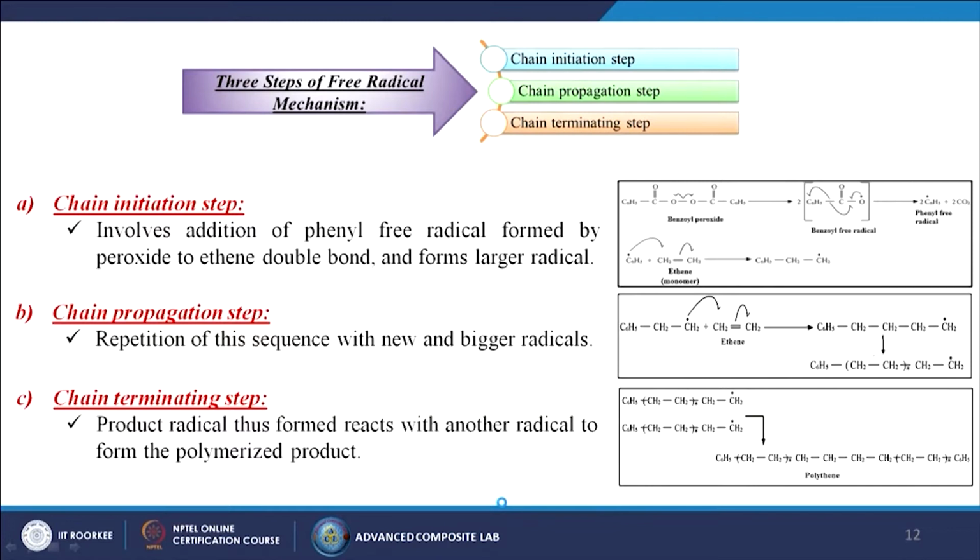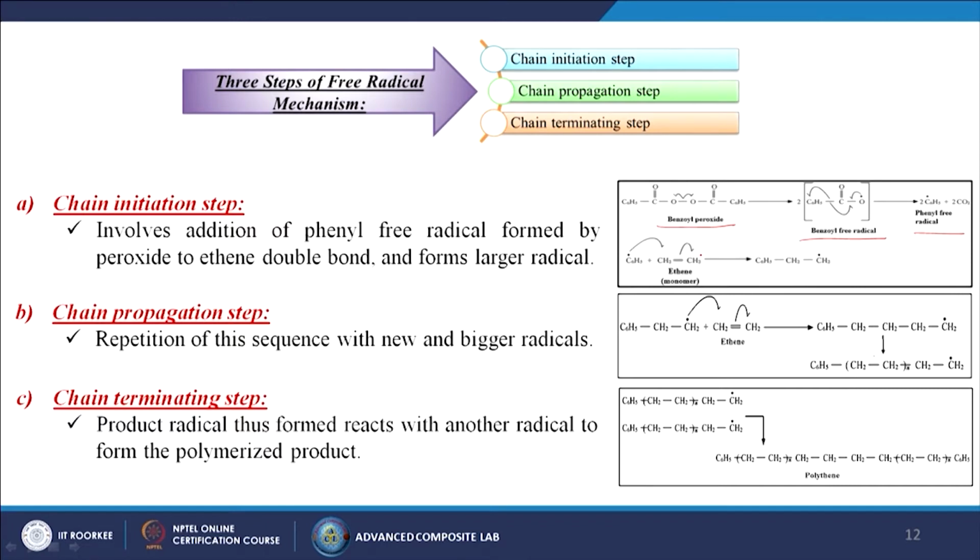There are three steps of the free radical mechanism. First one is called the chain initiation step, second one is called the chain propagation step, and third is called the chain terminating step. So, what is the chain initiation step? In this particular case we can see that it involves addition of phenyl free radicals formed by peroxide to the ethene double bond and forms the larger radicals over here. So, first it was benzoyl peroxide, then benzoyl free radical we are making, then phenyl free radicals, and then we are using them with ethene as a monomer.